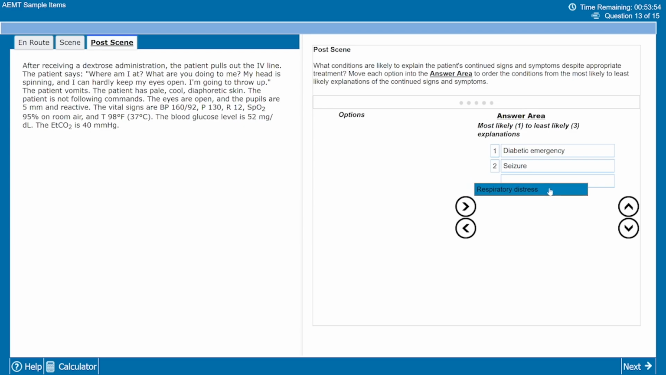Respiratory distress, I would personally put this in the least likely option. I could see the argument, though, that you're concerned about it being respiratory distress since the patient is vomiting, but with them still satting fine, yes, I'm concerned about aspiration, but I'd be more concerned that more than likely they're leading towards a possible seizure.